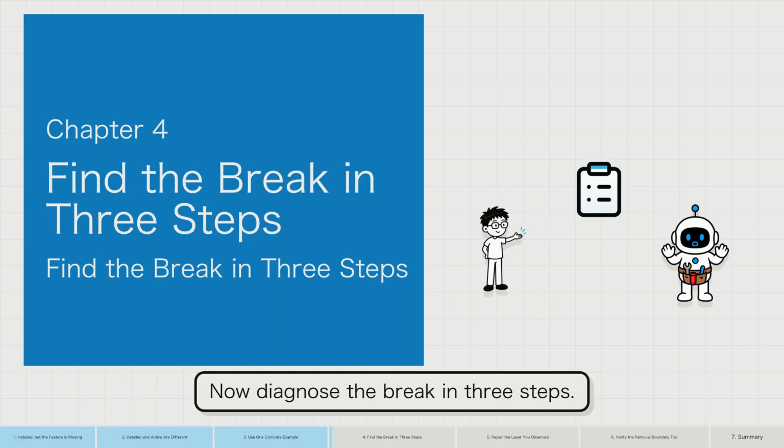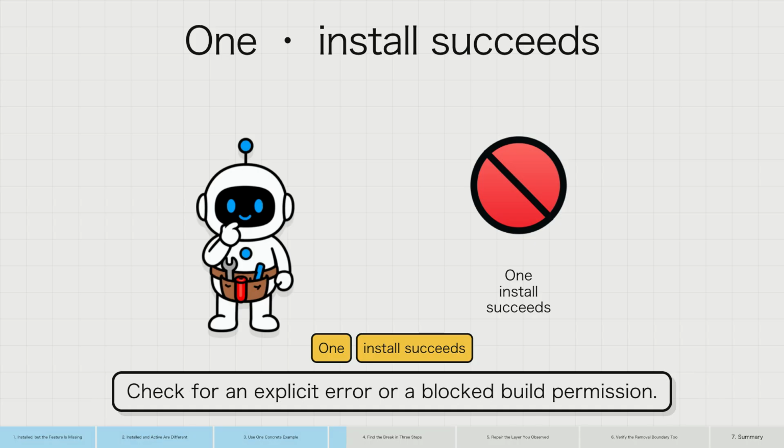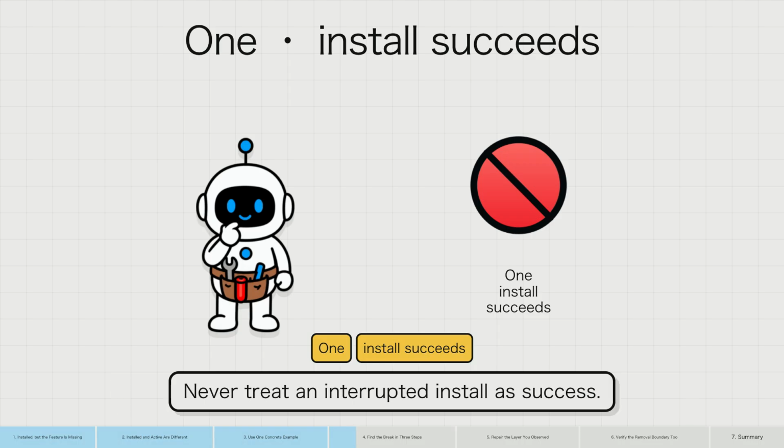Now diagnose the break in 3 steps. Each step answers one question. Step 1. Confirm the install command finished successfully. Check for an explicit error or a blocked build permission. Never treat an interrupted install as success.